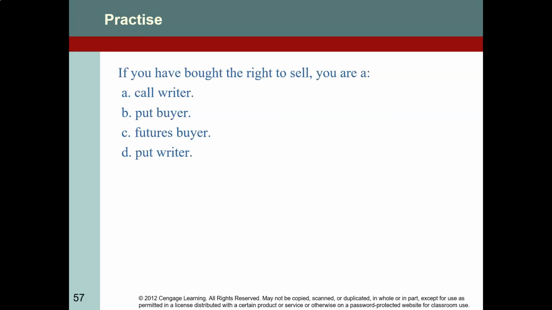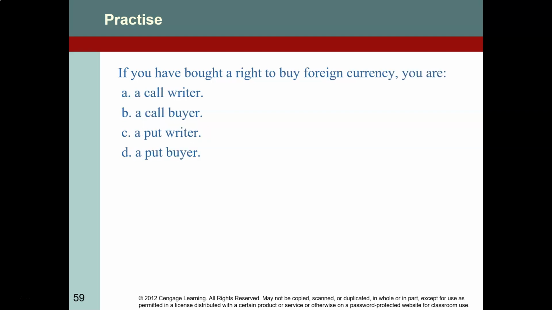If you have bought the right to sell, you are a put buyer. Okay, so options include calls and puts. If you buy the right to buy, it's a call. If you buy the right to sell, it's a put. If you have bought a right to buy foreign currency, you are a call buyer.